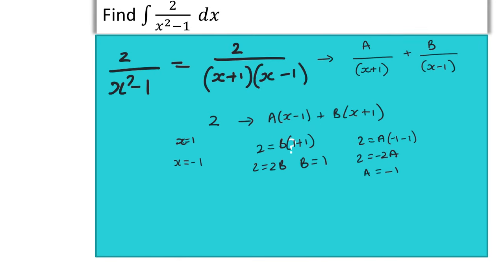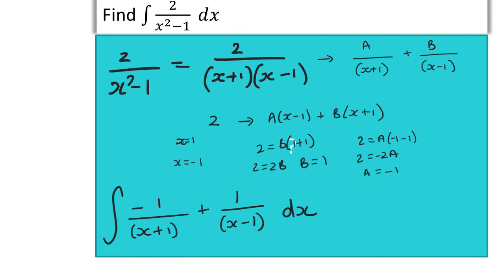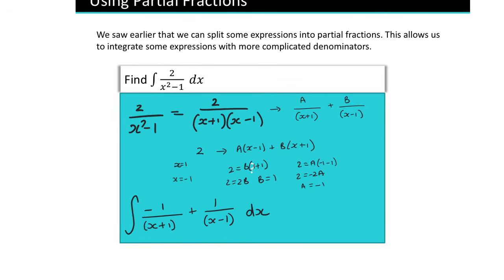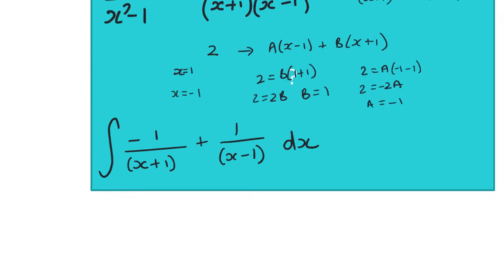Okay, so what we now have is the integral of negative 1 over x plus 1 plus 1 over x minus 1 with respect to x. Okay, so now we've used partial fractions to help us manipulate this expression, because earlier it was a bit complicated with x squared minus 1 as the denominator.